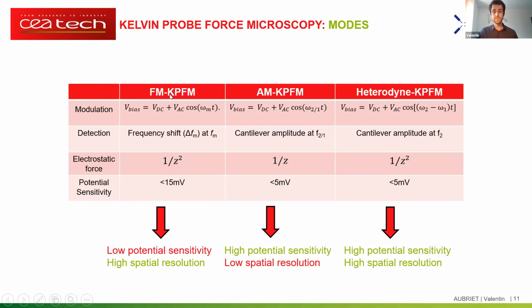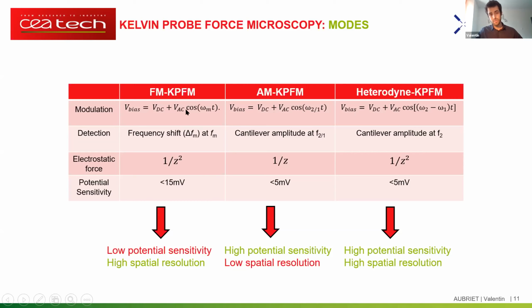We have the frequency modulation KPFM. In this mode, we modulate the force at an arbitrary frequency, let's call it FM, and then we detect the frequency shift at FM and nullify this shift by means of the DC component. In amplitude modulation KPFM, we modulate the force at either the first or second resonance of the cantilever and then detect and nullify the amplitude at F2 or F1. And finally, heterodyne is a little bit different, since here we modulate the force at F2 minus F1, but we detect the force only at F2. And then, like before, we nullify the amplitude with the DC component. All these modes have their own advantages and disadvantages.